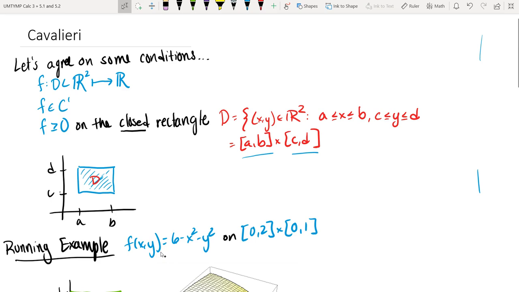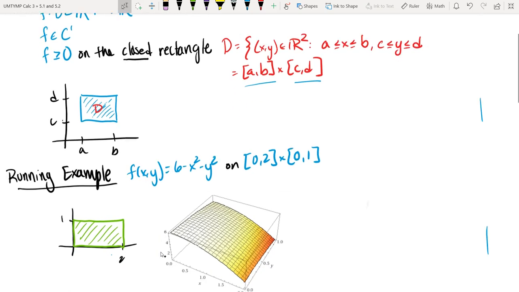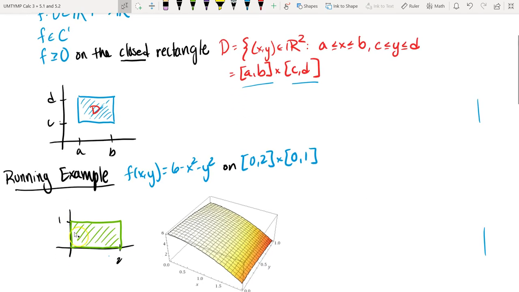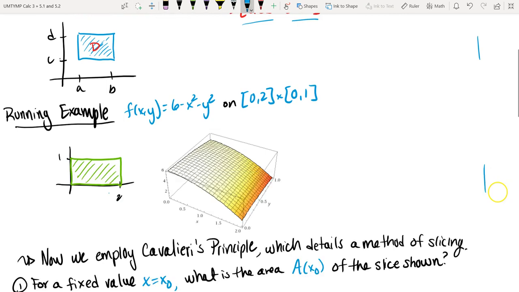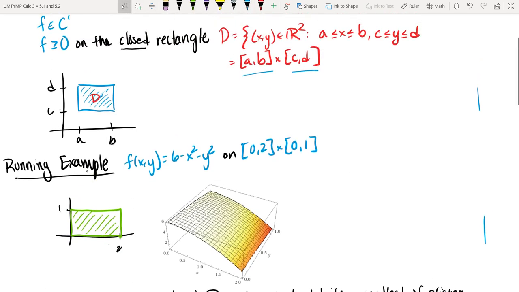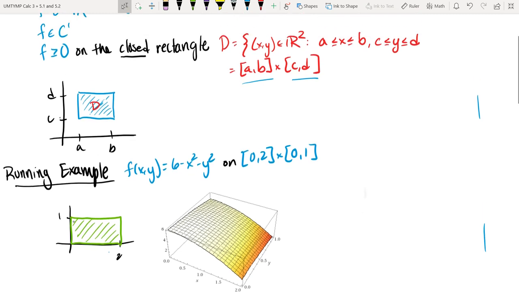Throughout this video, we're going to use this example: f of x, y is equal to 6 minus x squared minus y squared on that particular domain. Just to visualize the domain, we have this green region shaded. x can go from 0 to 2, y can go from 0 to 1, and when we visualize the surface on this particular region, that's the image that we get off to the right.